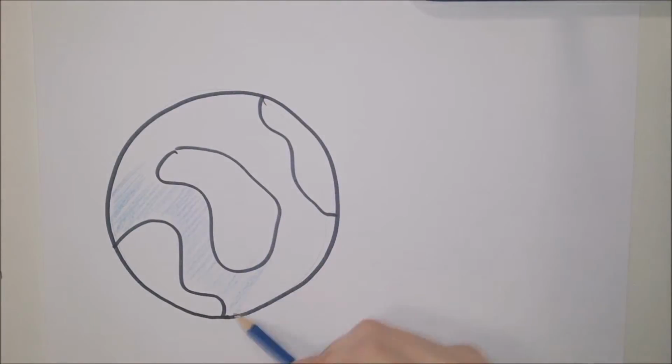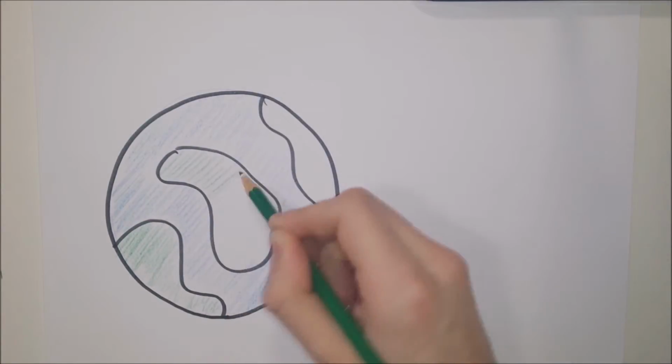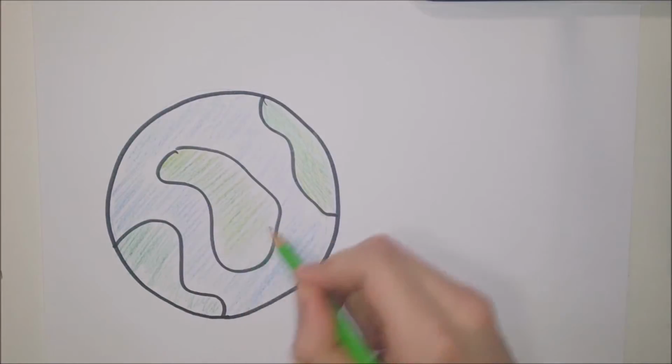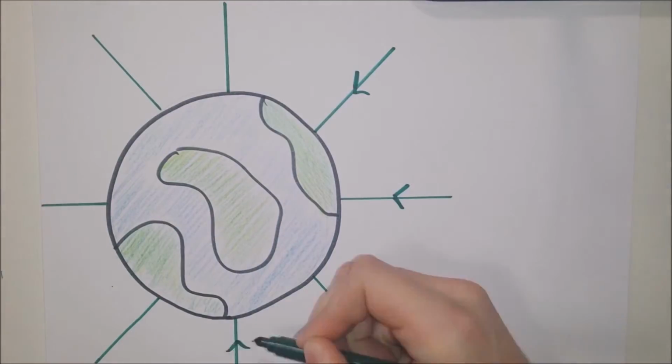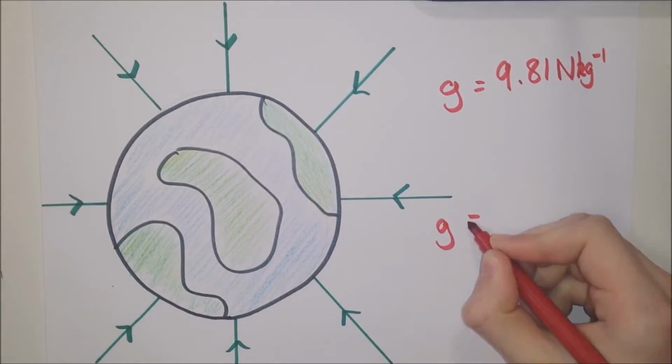We show any masses having radial gravitational field lines. How close the lines are together shows the strength of the field. The gravitational field strength on Earth is the familiar 9.81 newtons per kilogram.